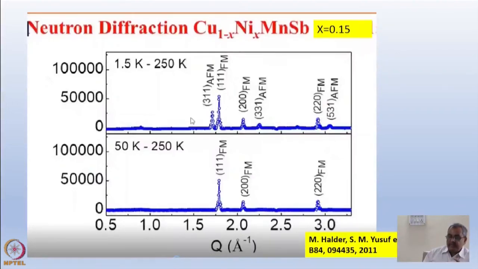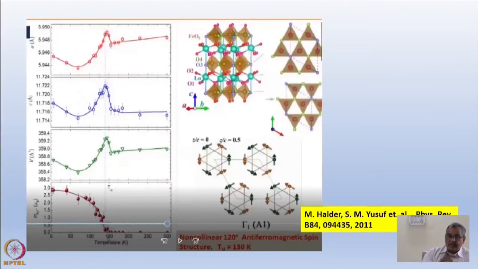starts with a very simple magnetic moment of nickel. Nickel, we know, is again a ferromagnet, but here with 0.54 Bohr magneton for a nickel element. But here, the ordering in this compound is different. Here, we have got the coexistence of ferromagnetic and antiferromagnetic order in this case. I will just show you the fitted results.